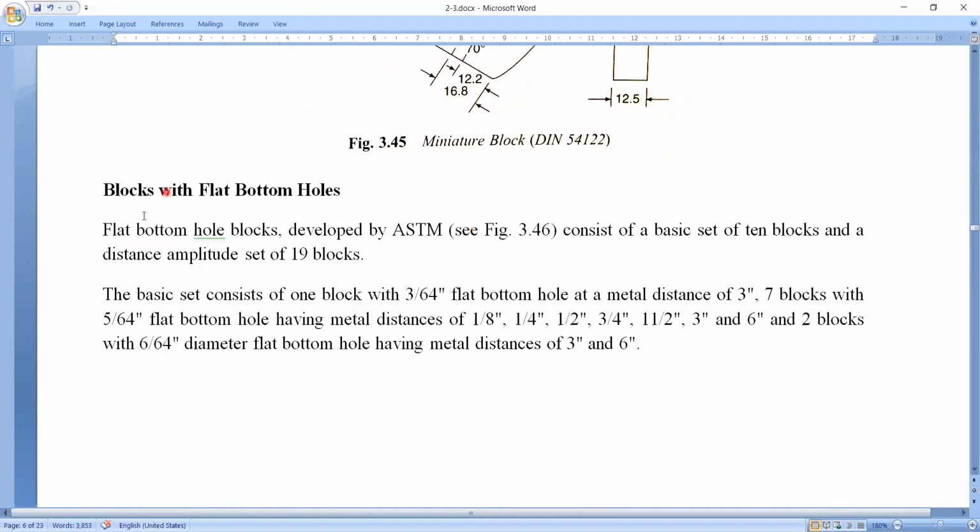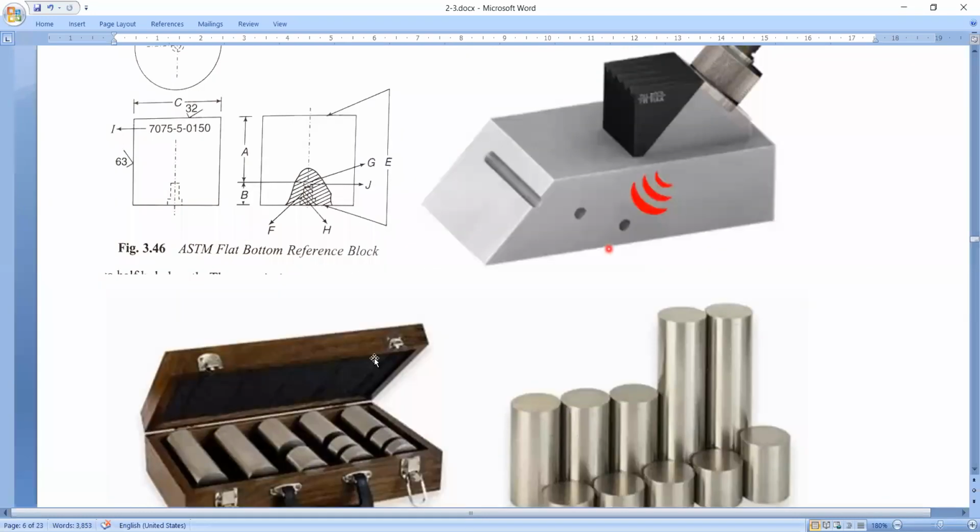And the last one is the blocks with flat bottom holes. These blocks were introduced by ASTM, the American Society for Testing and Materials. ASTM standards made these blocks for calibration of ultrasonic testing. Here we have different blocks.